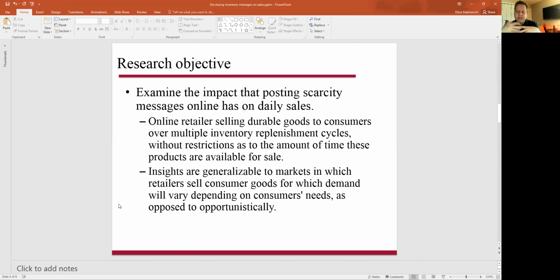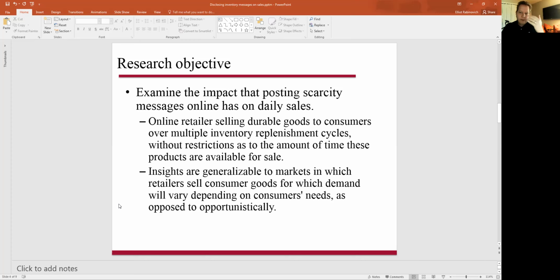Our goal then is to examine in the paper the impact that posting this information has on daily sales. In particular, we work with an online retailer selling durable goods over multiple inventory replenishment cycles without any restrictions in terms of the amount of time the products are available for sale. And information about inventories is provided based on what we label scarcity messages, the disclosure of scarcity messages.